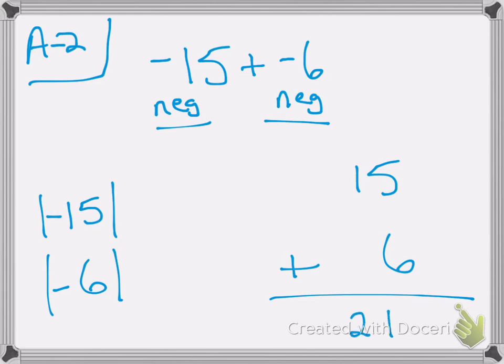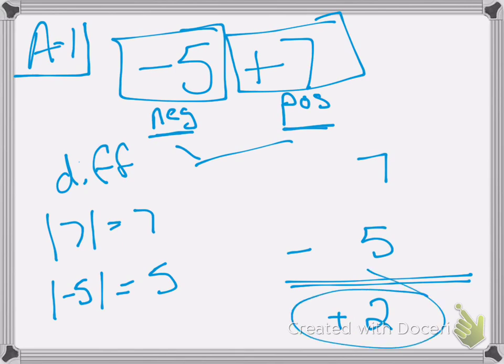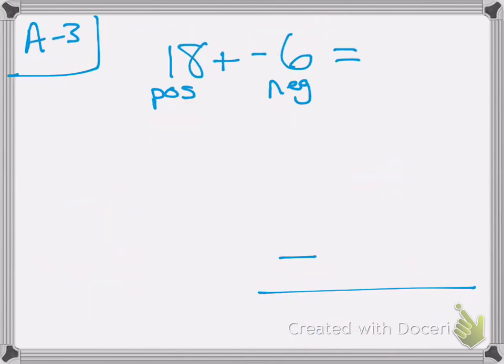We know that. Now, if you look, they were both negative. Well, what happened when they were both positive? It was positive 21, right? Well, when they're both negative, it just becomes a bigger negative. So -21 is the answer. So you've got positive 2, -21.